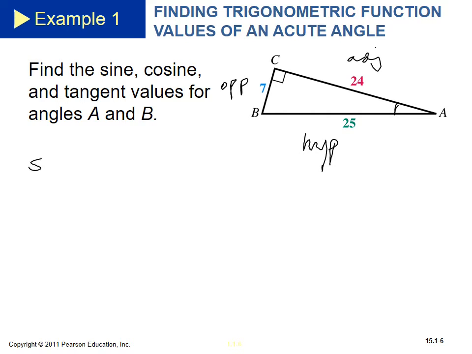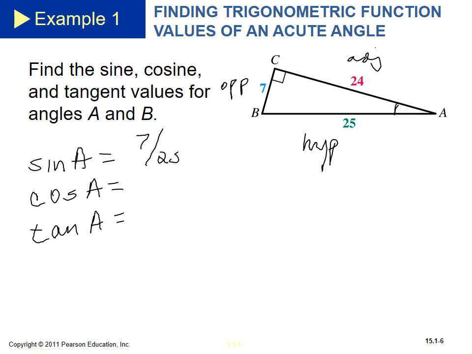So we want the sine of A, cosine of A, and the tangent of A. Okay, so the opposite over the hypotenuse, the sine of A. So, S-O-H, sine is opposite over hypotenuse. So that would be 7/25. The cosine of A is 24/25. And the tangent of A is 7/24.